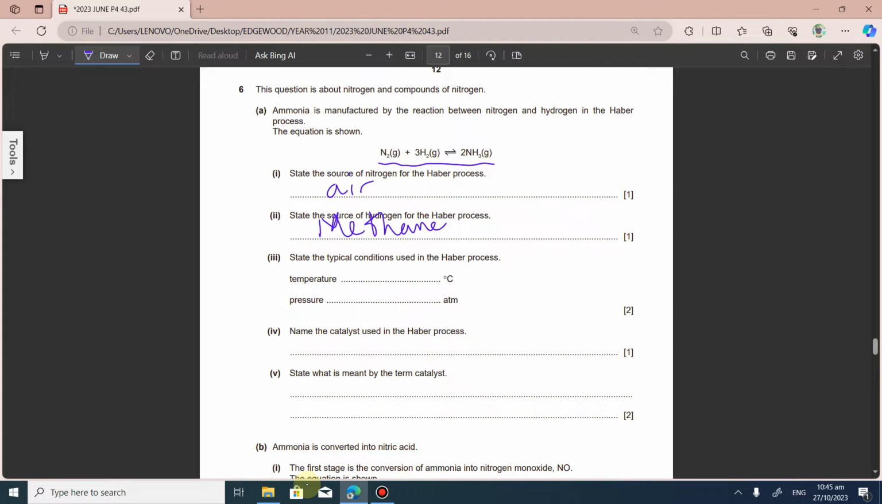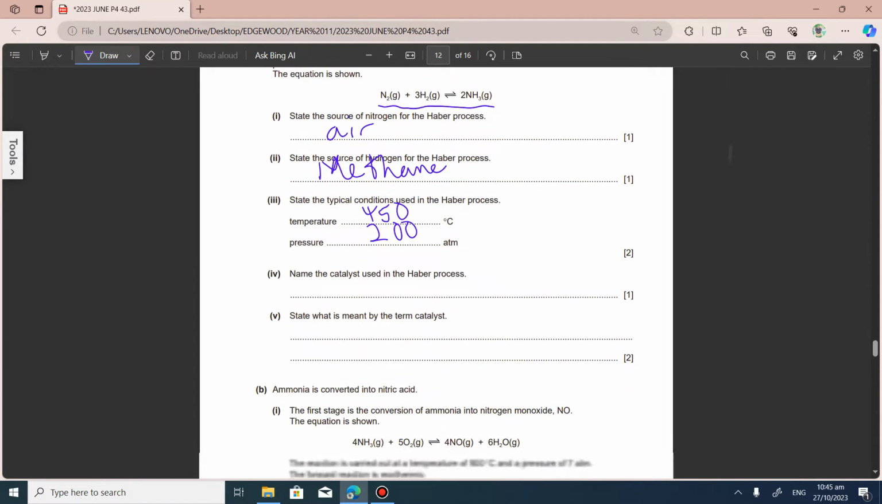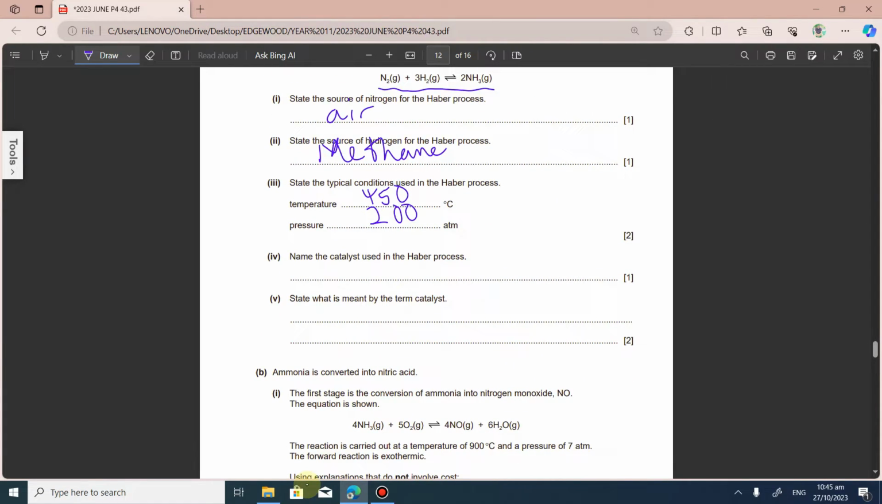Now, state the typical conditions used in the Haber process. This has to do with temperature, about 450 degrees Celsius, and the pressure, about 200 atm. So please take note of these conditions. The catalyst used in the Haber process is finely divided iron. And what is meant by the term catalyst? This is for 2 marks, so you have to state good points. The first one is that it's a substance that increases the rate of reaction.